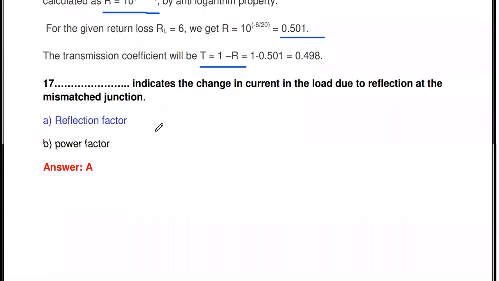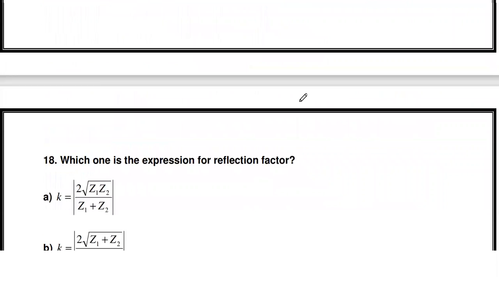Then the next problem: dash indicates the change in current in the load due to reflection at the mismatched junction. Reflection factor or power factor? It is the reflection factor. So the reflection factor indicates the change in current in the load due to reflection at the mismatched junction.